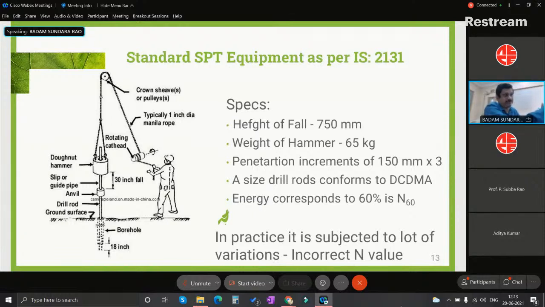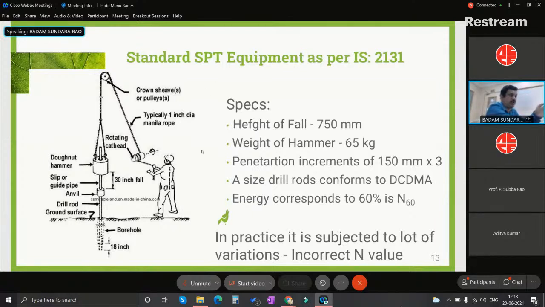The falling weight has a standard mass. Initially, at the research stage, it was standardized as 63.5 kg. Now it is codified as 65 kg. The height of fall initially, as per the US research work, was 760 mm, that is 2.5 feet, and now it is standardized to 750 mm. Therefore, the main parameters are the weight of the hammer, 65 kg, and the fall height of 750 mm. That gives an impact energy, in the form of potential energy, to the anvil.